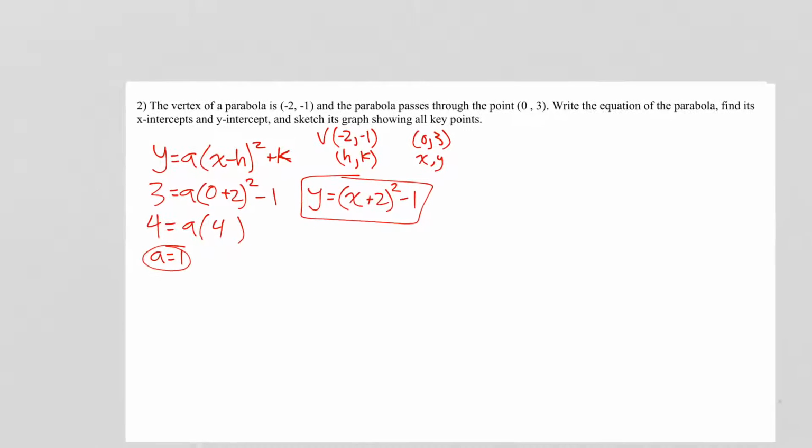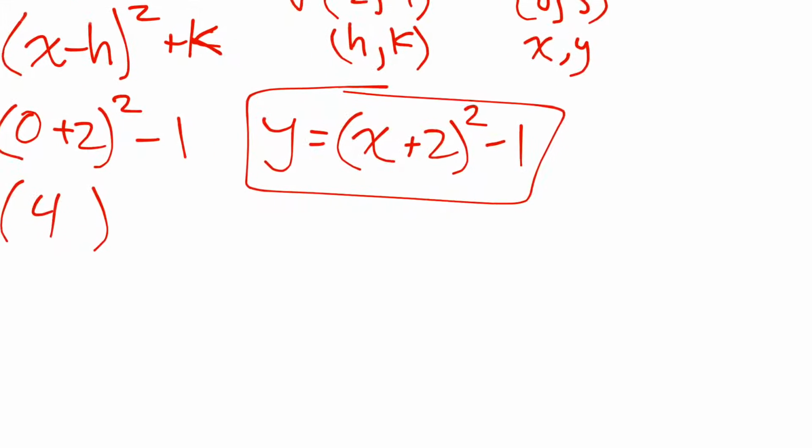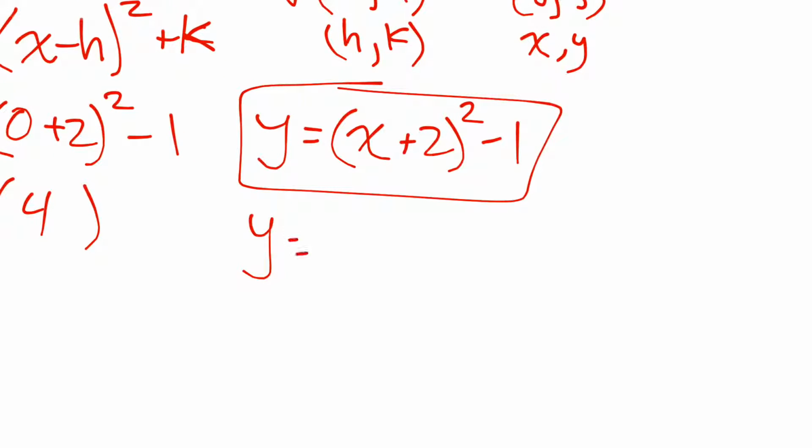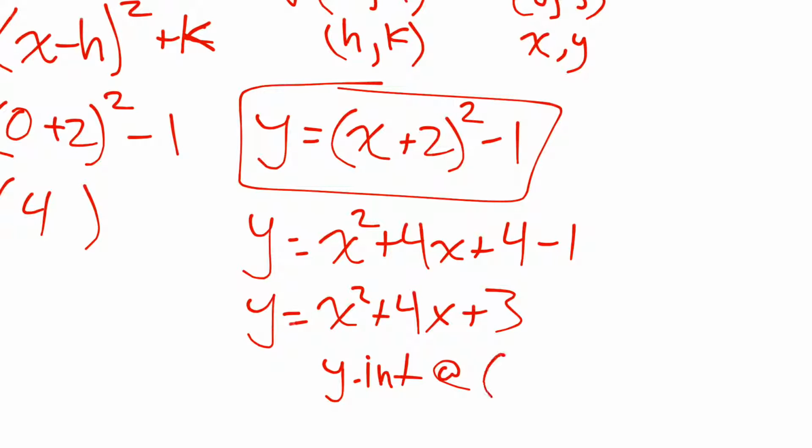We've written it. We want to find its x-intercepts. We want to find the y-intercept. We want to sketch its graph. So why don't we expand this? y equals x squared plus 4x plus 4 minus 1. So y equals x squared plus 4x plus 3. So now I know my y-intercept is at (0, 3), which is nice because of that right there.